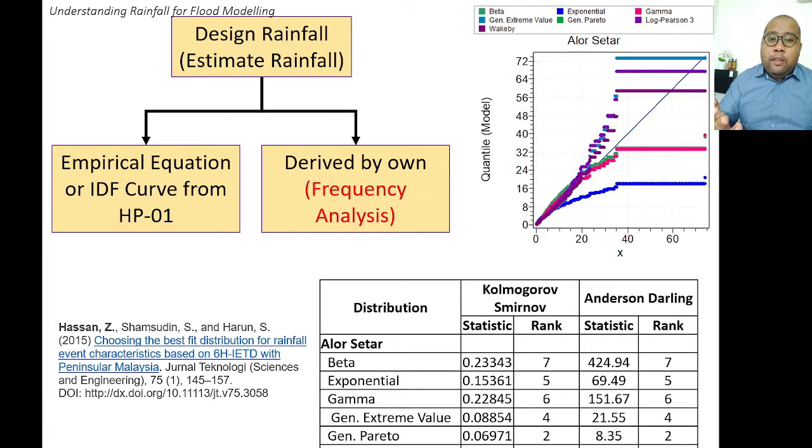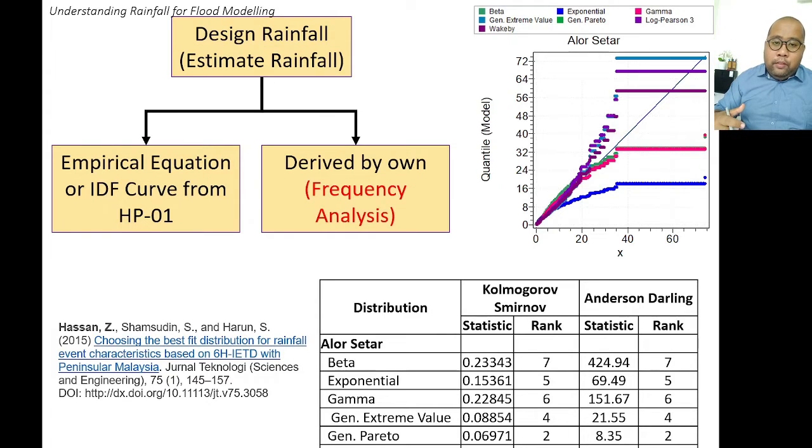which distribution is suitable for your data sets. I think last time during other lectures, you were already introduced to the distributions, about the probability, about the functions. So this is one example of how we utilize the frequency analysis to get the best distribution. This is some example from my research. In this example, I have checked one of the rainfall datasets over Alor Setar.